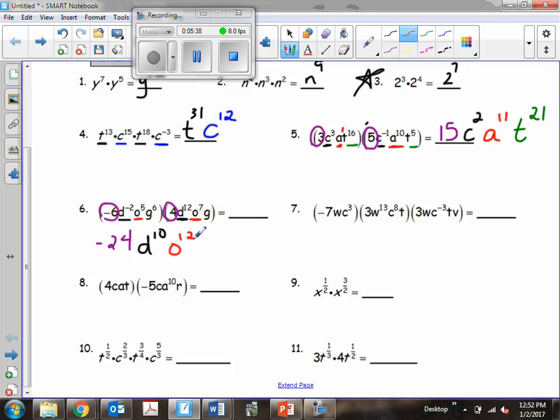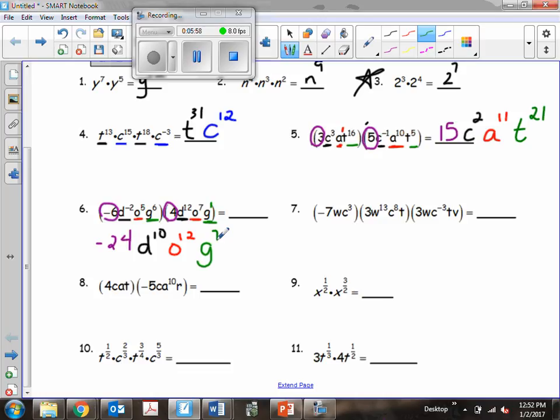And then I look at the G. This one has a 6. Ooh, but if I look at this one, it doesn't have one, but it does have an implied 1. Even though I don't see it, it is right there. So this is going to have an exponent of 7. And that's as far as I can go on that one.